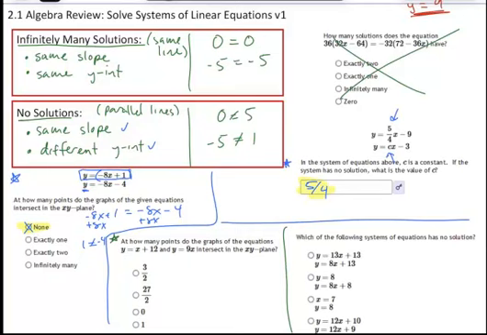All right, I want you to try to answer this question. And again, be careful with how it's worded. See if you can solve that problem.